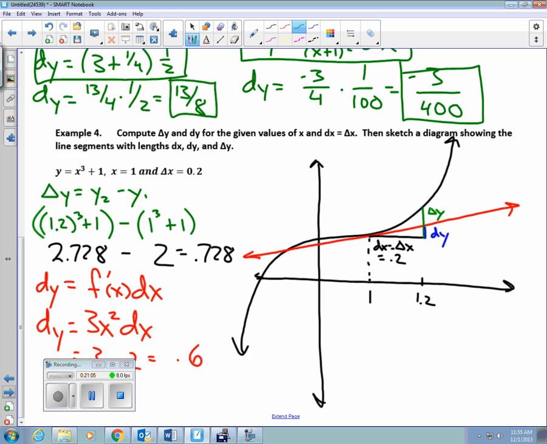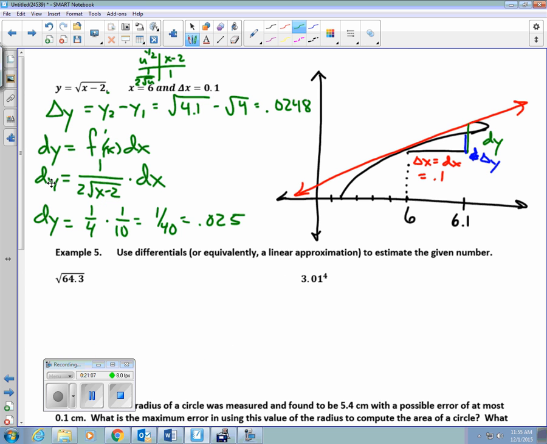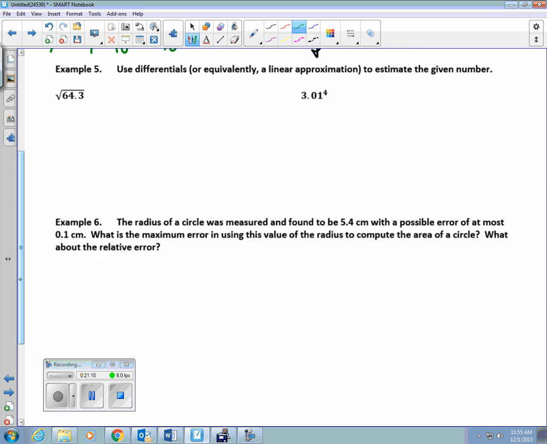Okay. All right, let's consider this right here. Use differentials. So this would be something that Newton would have done. Okay, so Newton's sitting there. He's got no calculator. How does he come up with the square root of 64.3? He wants a good estimation. And he could come up with a really good estimation. It's not that difficult. And I'm going to show you guys how. Square root of 64.3.